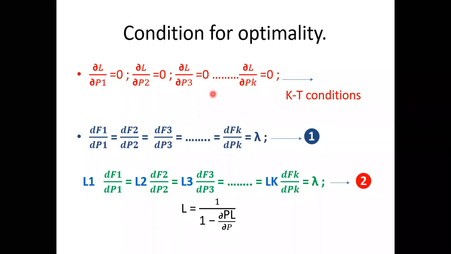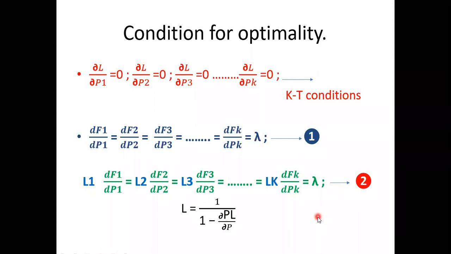So by using these conditions, we can find out P1 and P2 at the same time in an economical manner, so that we can save our budget. So this is in the case of thermal.